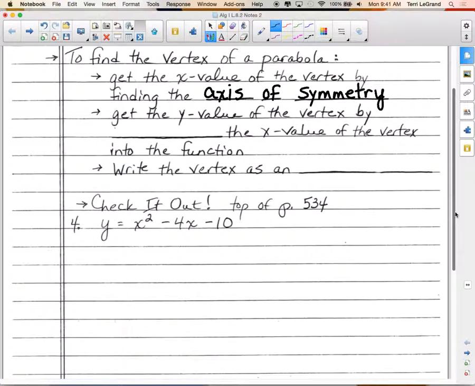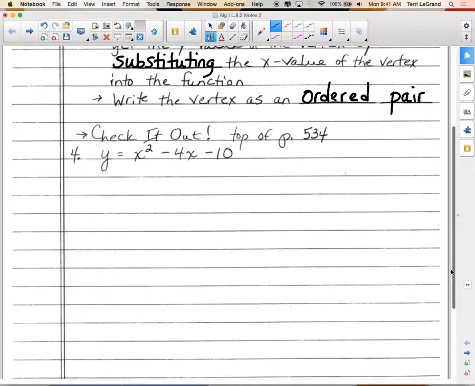We're going to get the y value by substituting this x value that we get. So taking the x value, this domain value, and substituting it into the function should give us our range value, our y value. And then we write the vertex as an ordered pair. We have an x-coordinate, we have a y-coordinate. We know it is a point on our graph, on our U-shaped parabola. So it's one of the points.